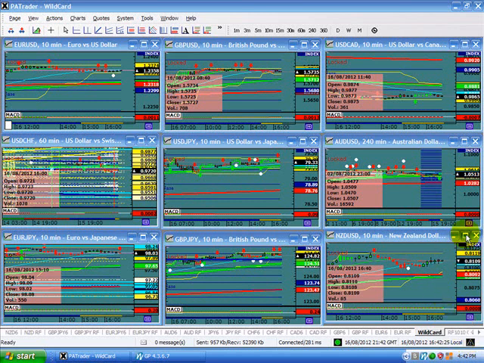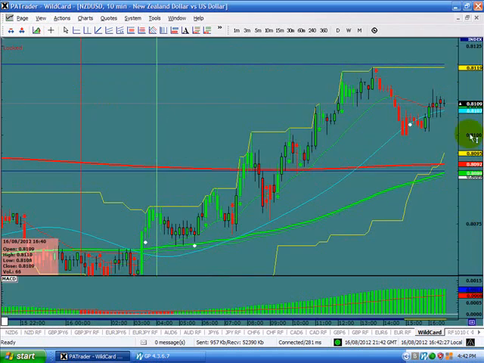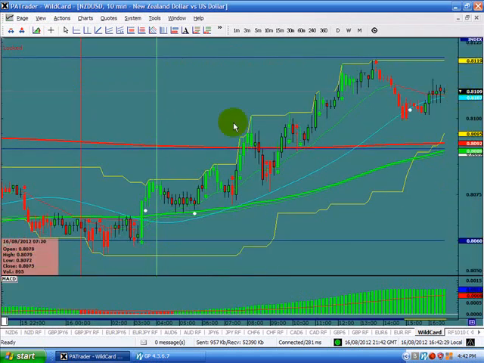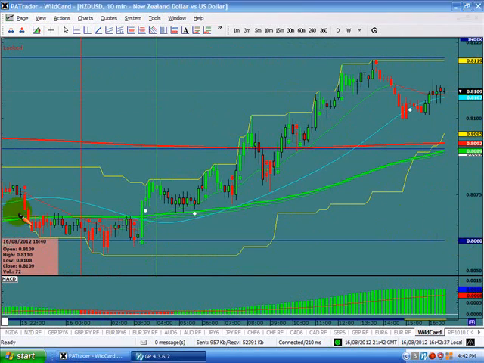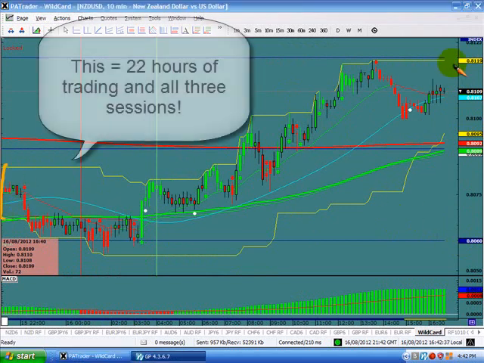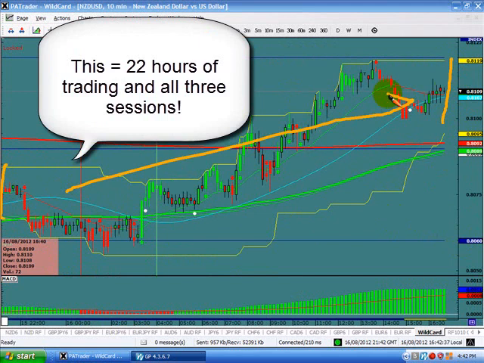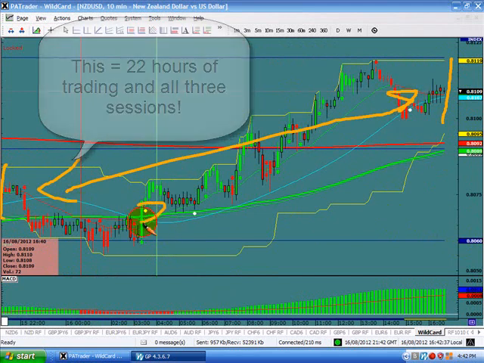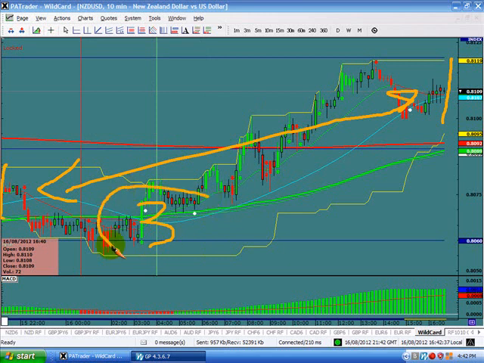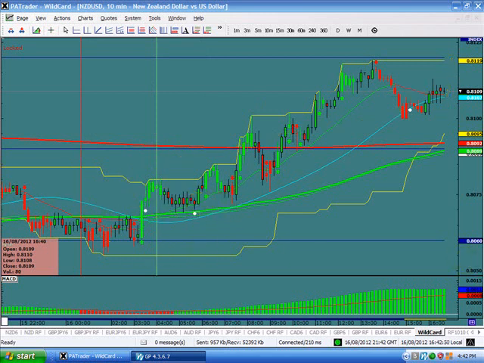So, first thing I'm going to do is go up here to the New Zealand chart. I'm going to auto scale a 10-minute chart here. So it's auto scaled. And we're going to do let it center before you enter. Okay? So I'm on a New Zealand chart, and if we take a look from this part here to this part right here, that is 22 hours of trading with 10-minute charts. That means all three sessions are represented here, right?